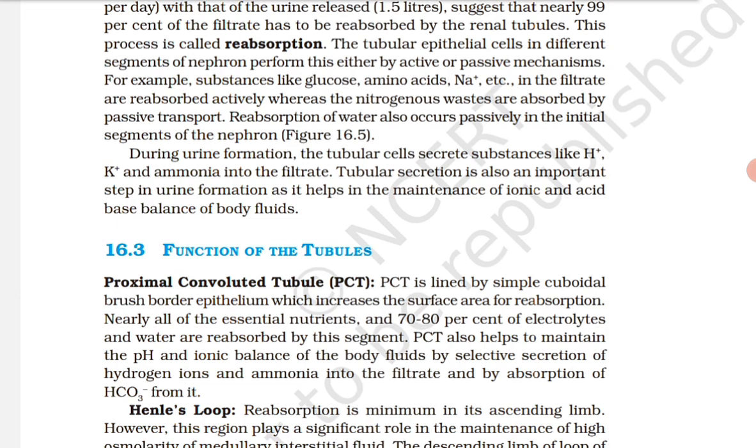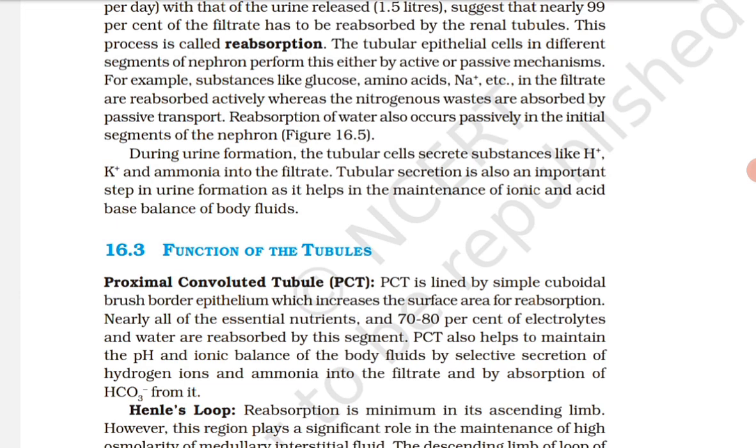Next is Henle's loop. Reabsorption is minimum in its ascending loop. कौन सी loop में reabsorption minimum है? Ascending loop. However, this region plays a significant role in the maintenance of high osmolarity of medullary interstitial fluids. The descending limb of Henle is permeable to water but almost impermeable to electrolytes. Famous line है, ठीक है? The descending limb of loop of Henle is permeable to water but almost impermeable to electrolytes.